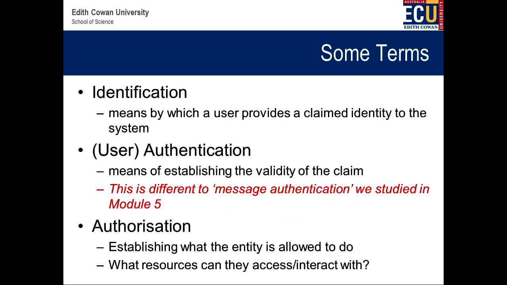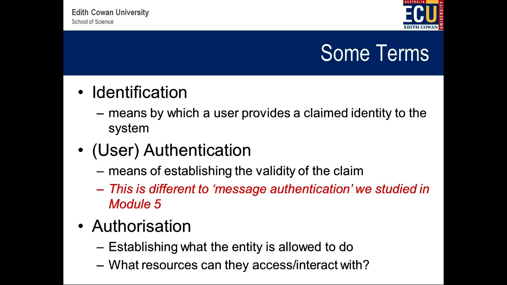So how can we formally define an identification? Identification is a means by which a user provides a claimed identity to the system. Your username is your claimed identity that you tell to the system into which you are trying to log. What is authentication? It is a means of establishing the validity of the claim. If you are saying that this user ID belongs to you, you need to prove that claim, and you can prove that claim by entering that password, and that proves your authentication.